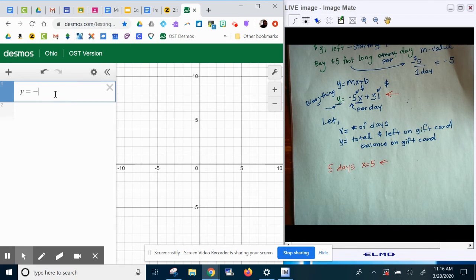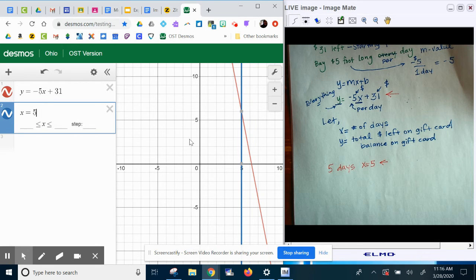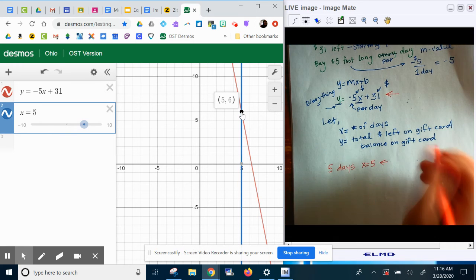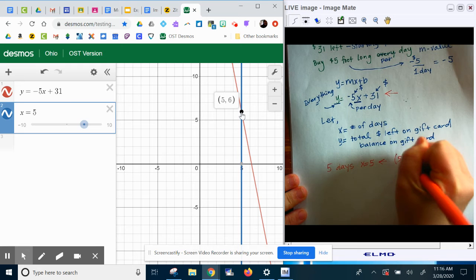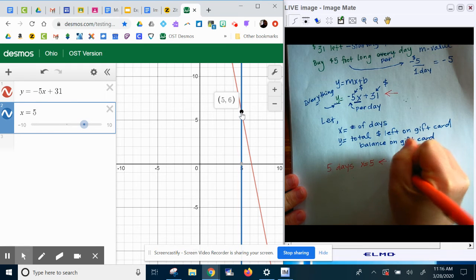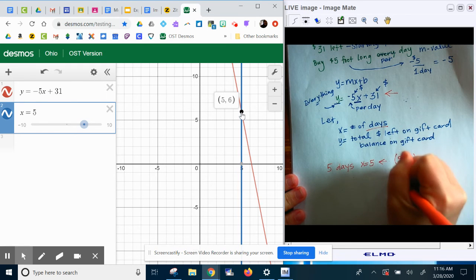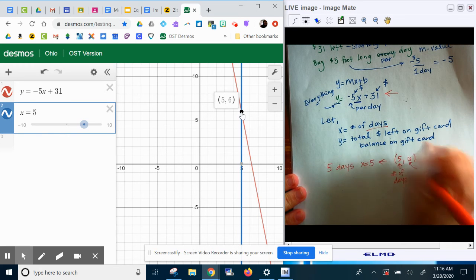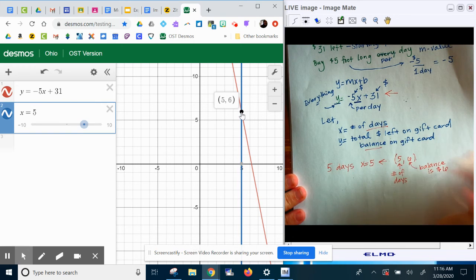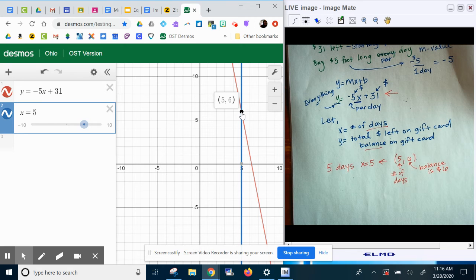So my equation was y equals negative 5x plus 31, and I have x equals 5. If I see where they cross, I see that they cross at 5, 6. So the x value is the number of days, and my y value is my balance. So my balance is $6. So there's the first question.